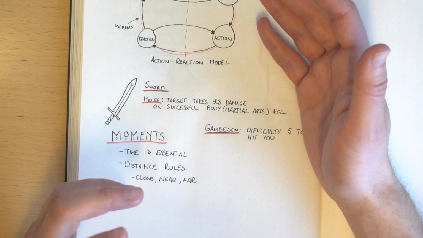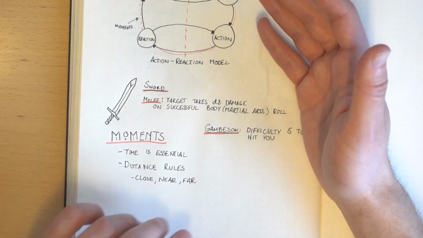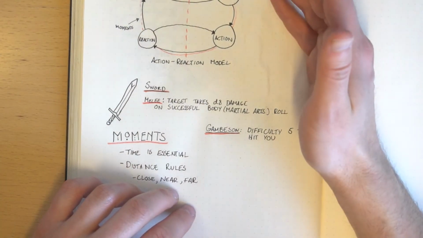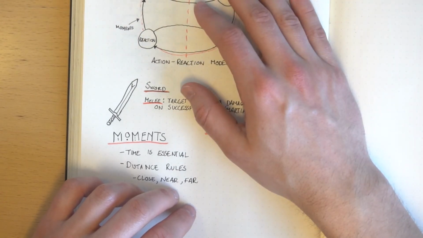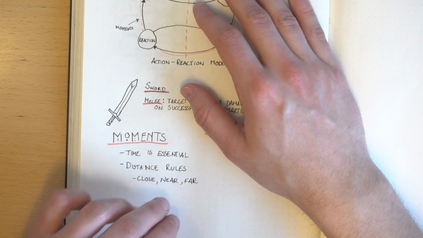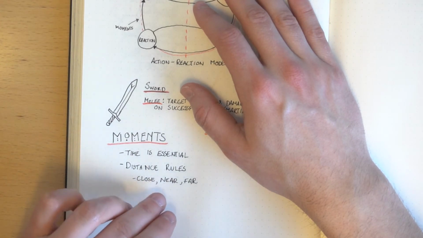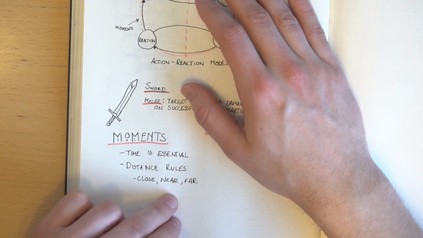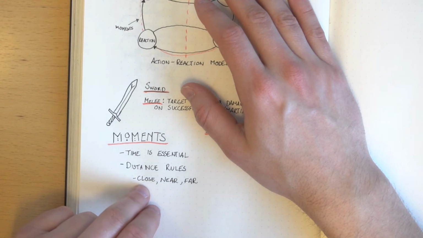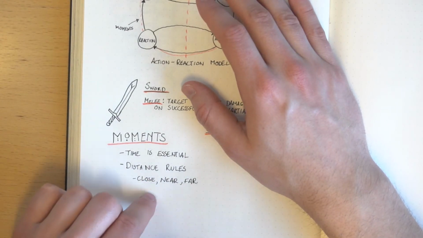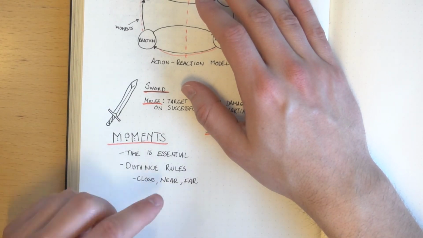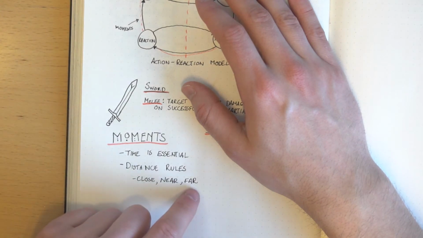If it's not a moment-to-moment decision, if I spend 2 minutes to walk over there or 1 minute to walk over there, it doesn't really matter. But in moment-to-moment decision making, that really matters. And so in the rules, I just want to say there's 3 distances and you can move from one to the other during a moment.